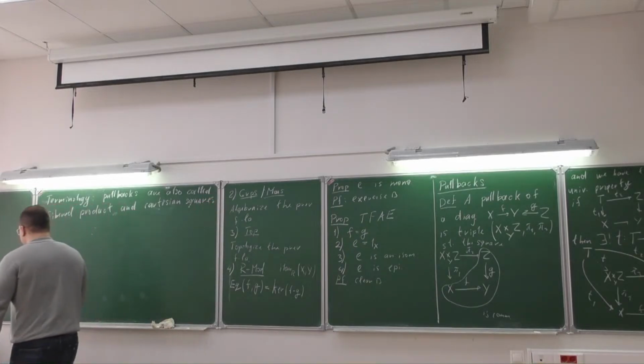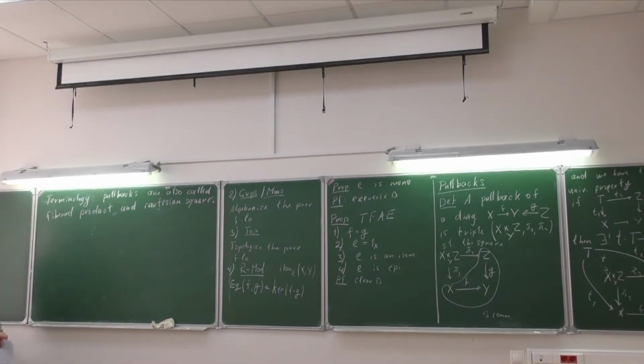Cartesian squares. So these are another terminology. So fibered product I like. I can say fibered product, or I can say pullback. Cartesian squares I really don't like this terminology, because there are also co-Cartesian squares, and I always confuse which are Cartesian and which are co-Cartesian. So I prefer pullbacks and fibered products. And this is terminology.